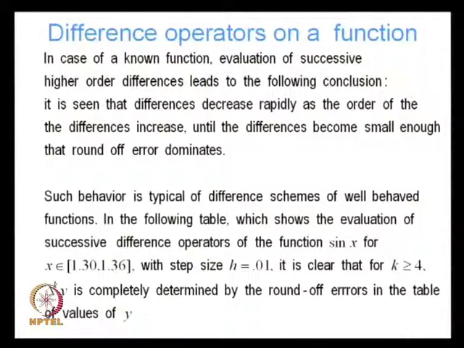error dominates. So it is found that if instead of a sequence I look at a function and take repeated differences, the differences decrease rapidly, until finally the differences are only different by the round off error. So if in my original function values I had certain round off error, then after repeated differences what is going to show up is just the round off error.